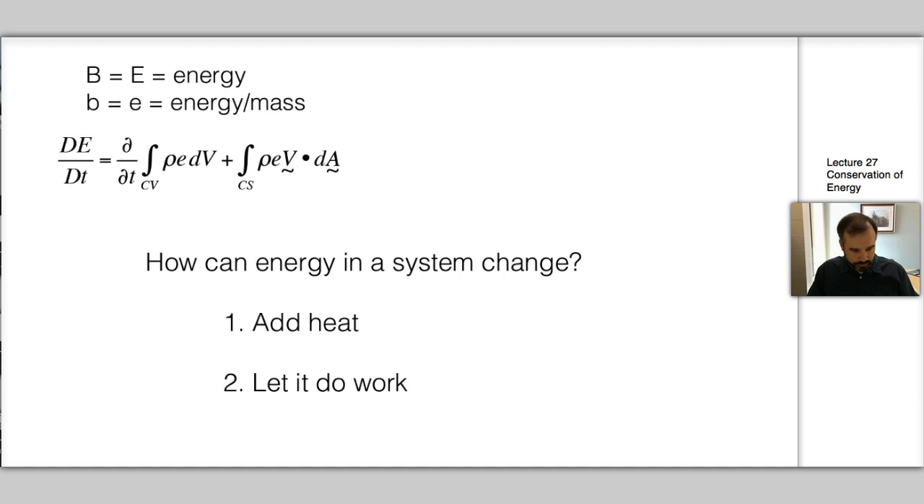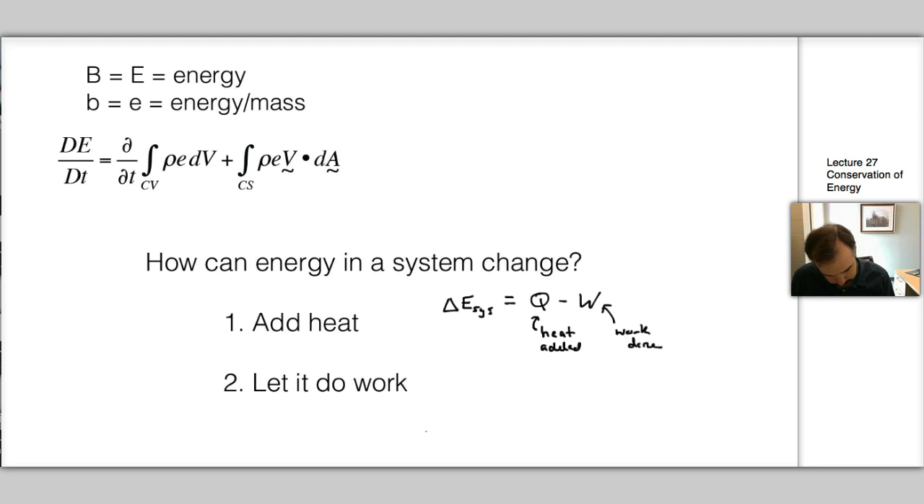So if we think about this mathematically, we can write this in the form of the first law of thermodynamics, where we say that the total change in energy in the system is equal to Q, the heat put into the system, minus the work done by the system, W. So this is the heat added and this is the work done. That's just, again, the first law of thermodynamics.